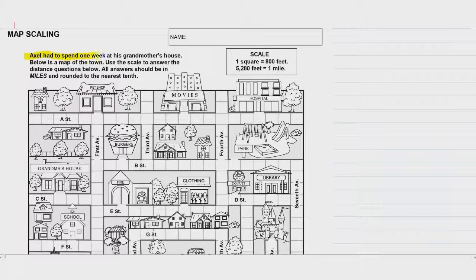Axel had to spend 1 week at his grandmother's house. Below is a map of the town. Use the scale to answer the distance questions below. So here's the scale right here, and it says 1 square equals 800 feet, and 5,280 feet equals 1 mile. All answers should be in miles and rounded to the nearest tenth.